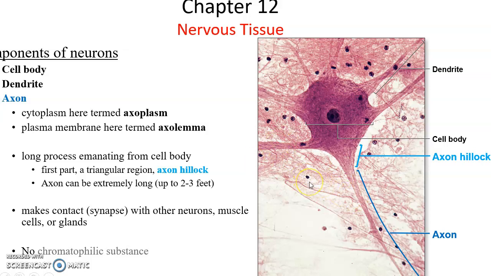And axons can vary in length. They can be millimeters long, and they can go all the way up to 2 or 3 feet. You can have an axon stretching from the very end of your spinal cord going all the way down to the toes of your feet. So that is pretty long. The axon is the transmitting structure, so it makes contacts with neurons, muscle cells, or gland cells, and forms synapses, and then is able to release neurotransmitters to pass the signal, the information on to the next cell. And axons do not have chromatophilic substance. Actually, dendrites don't have it either.